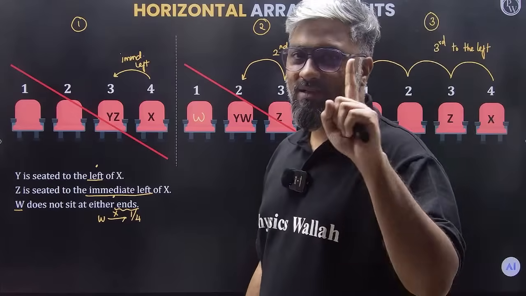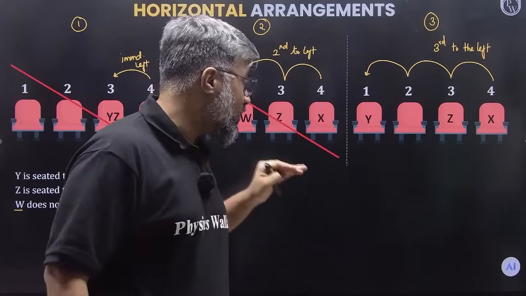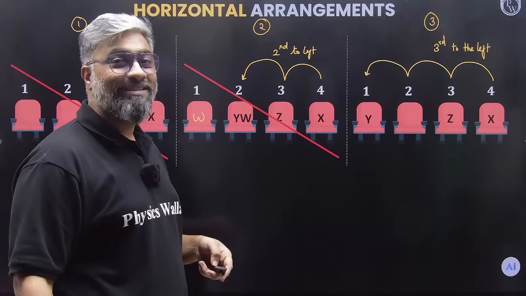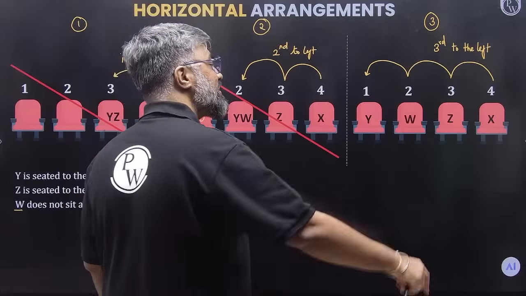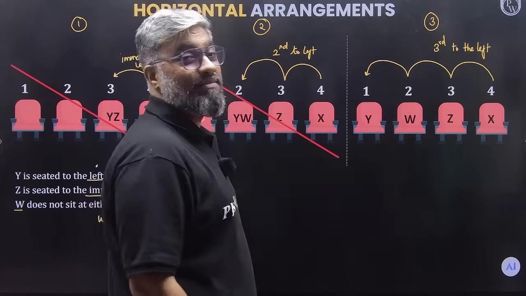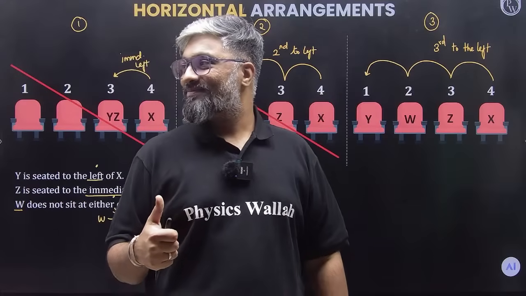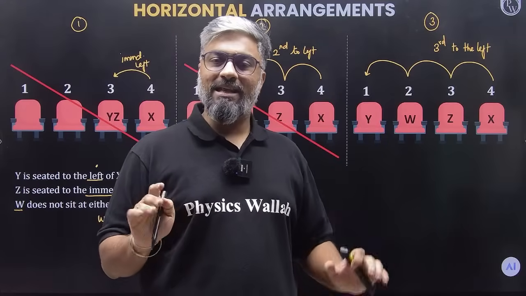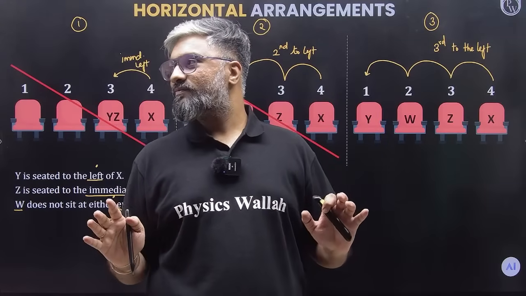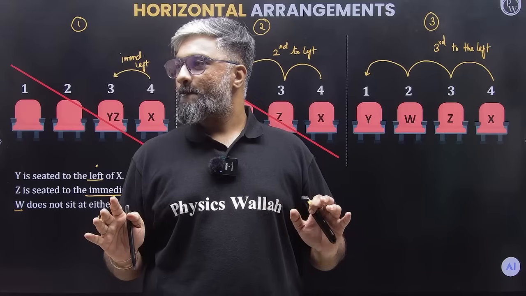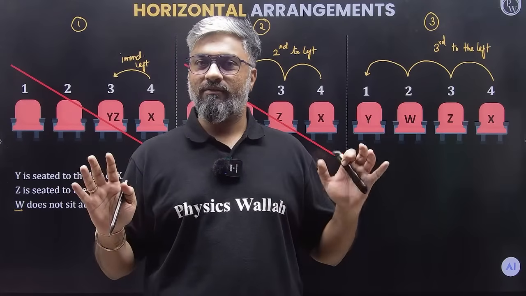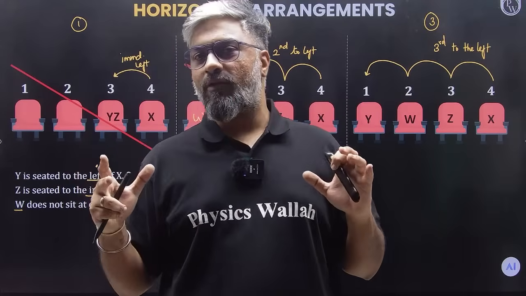Ultimately, are we left with one case that satisfies all the given conditions? Yes. And ultimately, W will be seated here. And this becomes the true case. Done? Cool, folks. Any confusion so far? We are able to understand. So what have we understood from here?